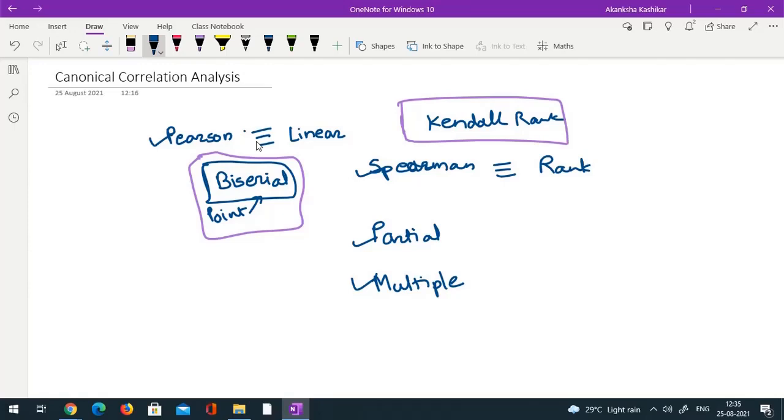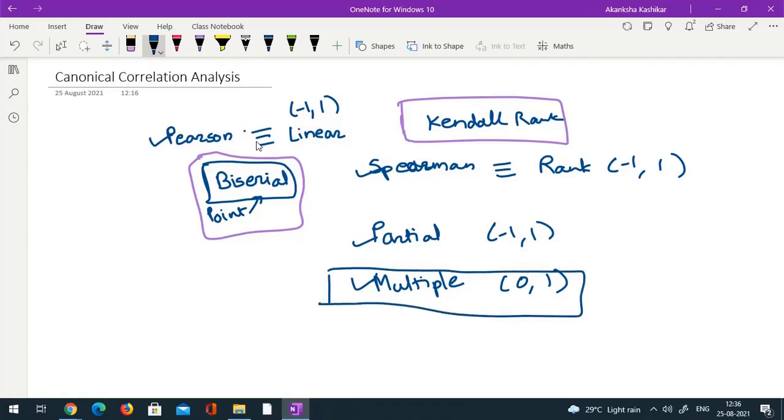Okay. So these 4. What is the range of correlation coefficient for linear or Pearson's usual correlation? -1 to +1. What about Spearman's? It is also -1 to +1. What about partial and multiple? Multiple is 0 to +1. And the partial is -1 to +1. Okay. So first thing, multiple correlation is different than others with respect to range. Correct?